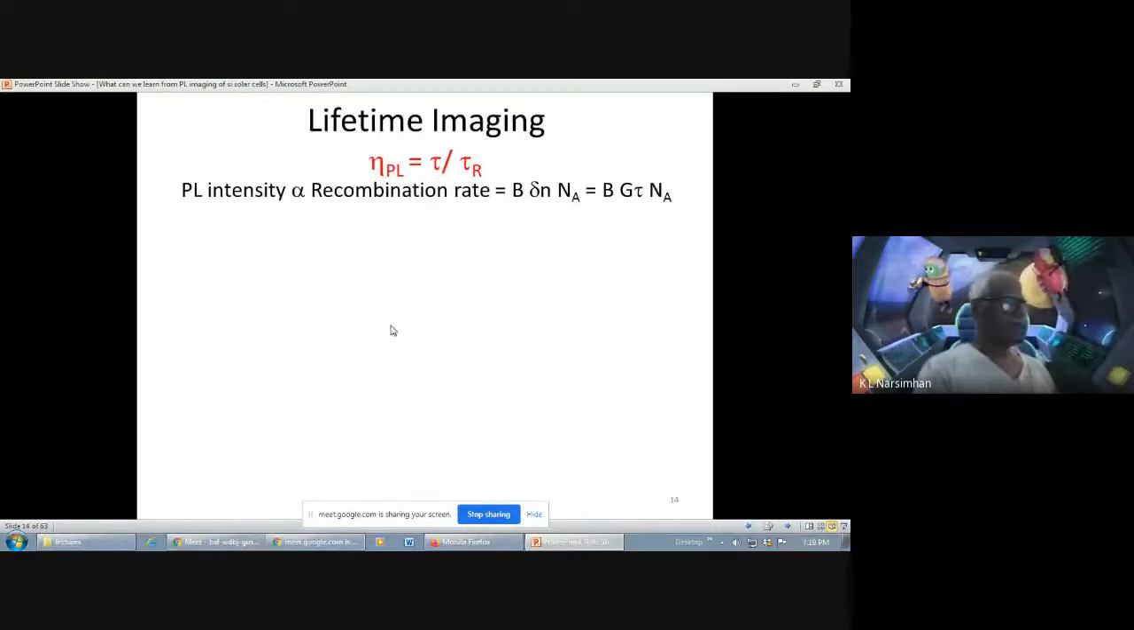As I said, the photoluminescence intensity is proportional to tau, because the recombination rate is given by the number of excess carriers times the background holes, if these are electrons.